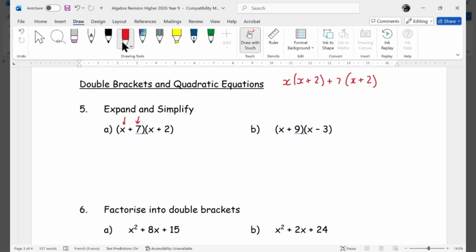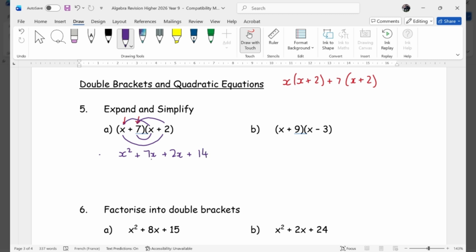Probably not what I would do, maybe, right? I think I'm more inclined, let's use a different color for a minute so you can see the difference. I'm more inclined to do my smiley face method, which is x times x is x squared. The nose, 7 times x is 7x. The mouth, x times plus 2 is plus 2x. And finally, the other eyebrow, which is plus 7 times plus 2, and a plus times a plus is a plus, and 7 2s are 14.